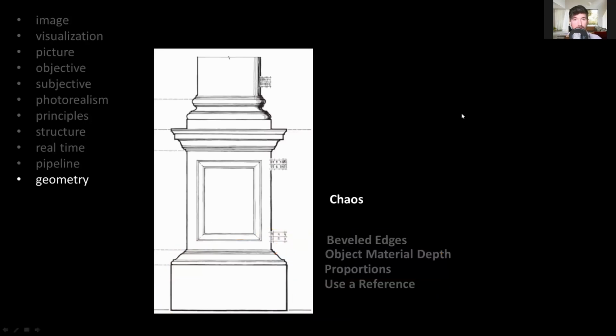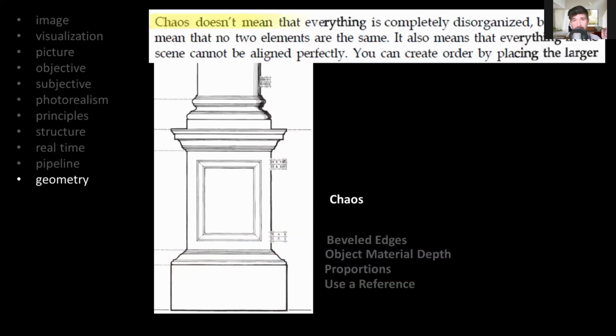So chaos and clutter is the first principle that was viewed in the first book we took a look at, the 3D Photorealism Toolkit, where it says that chaos doesn't mean that everything is completely disorganized, but it does mean that no two elements are the same. It also means that everything in the scene cannot be aligned perfectly.